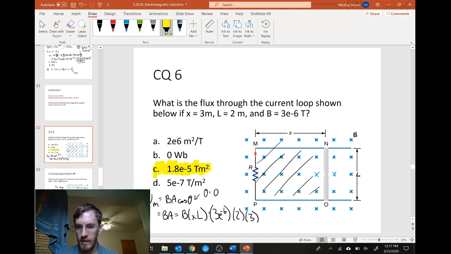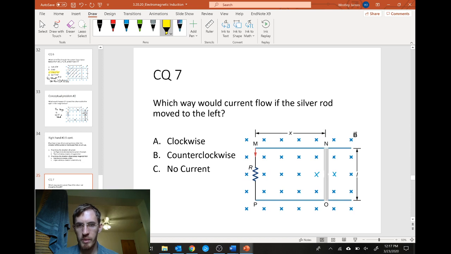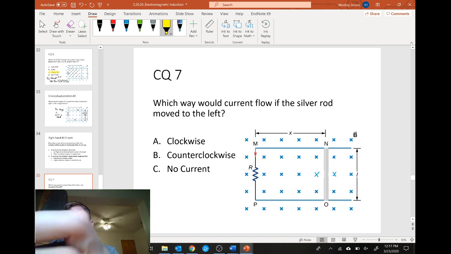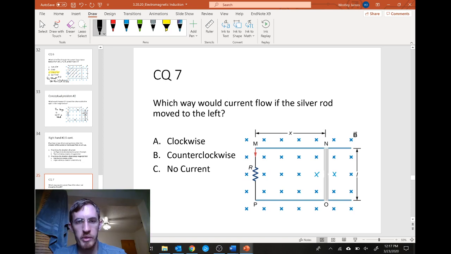Okay. And the last problem was the same setup, finding the direction of current if the rod's moving to the left. So we use Lenz's law if we're ever trying to find direction of induced current. We can say the rod's moving to the left. Again, this is what I like to visualize in my head. I imagine it at a later point.